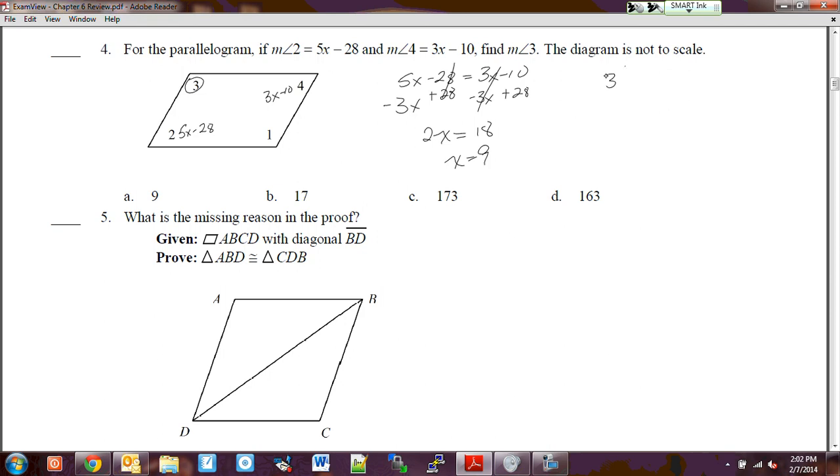So plug it in. 3 times 9 minus 10. 3 times 9 is 27. Minus 10 is 17. So the measure of angle 4 is 17. All right, so this one equals 17. So now all we have to do is do 180 minus 17, and we have our angle. Well, 180 minus 17 is 163. So our angle is 163 degrees, letter D. All right.